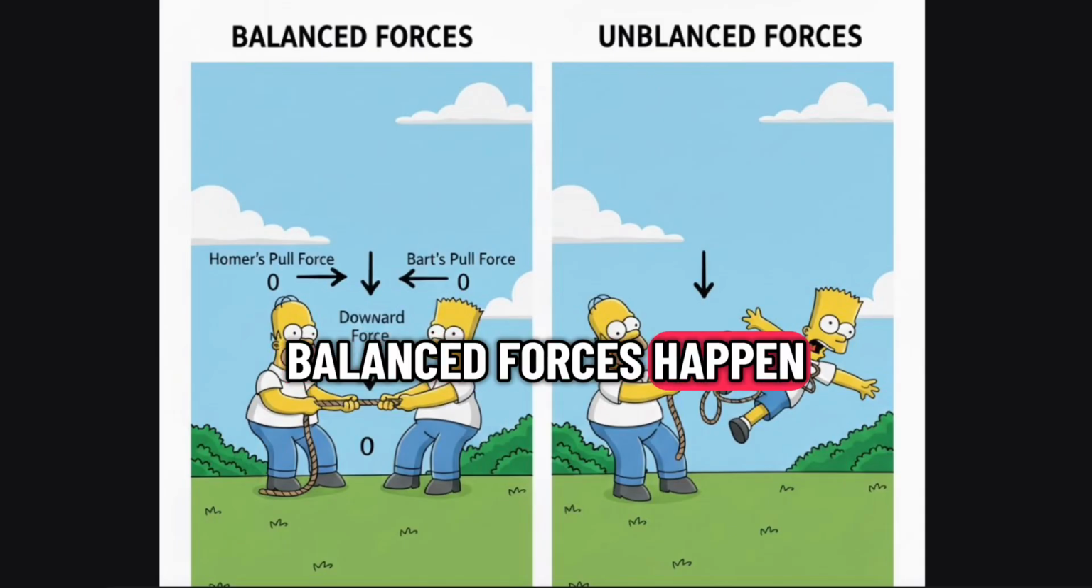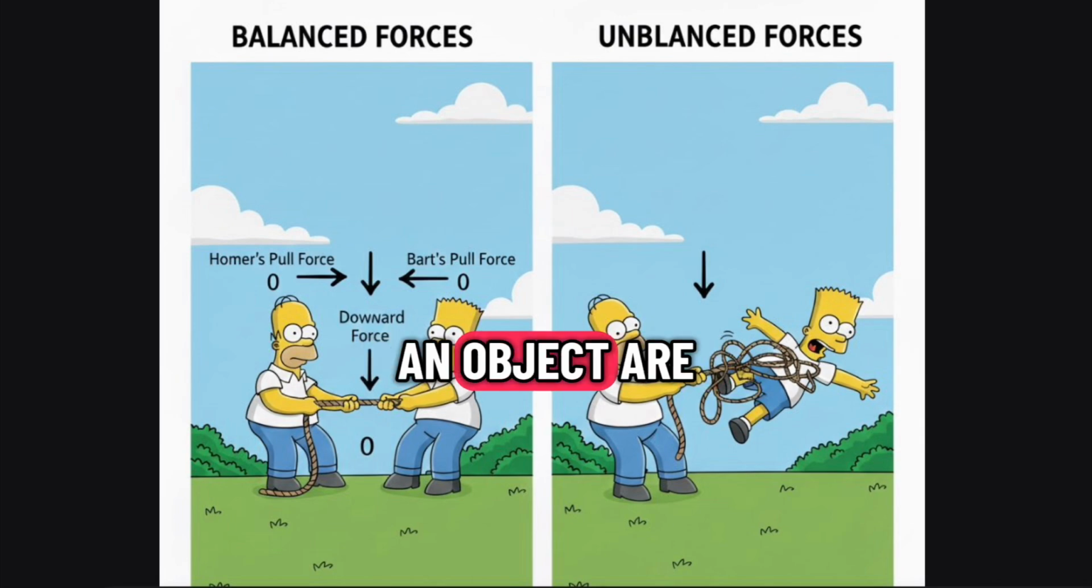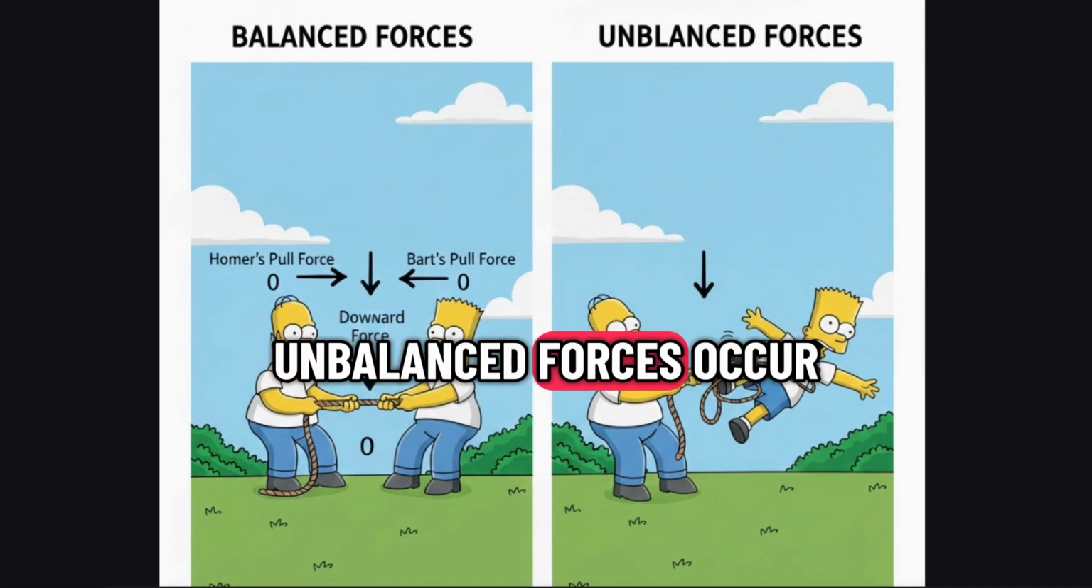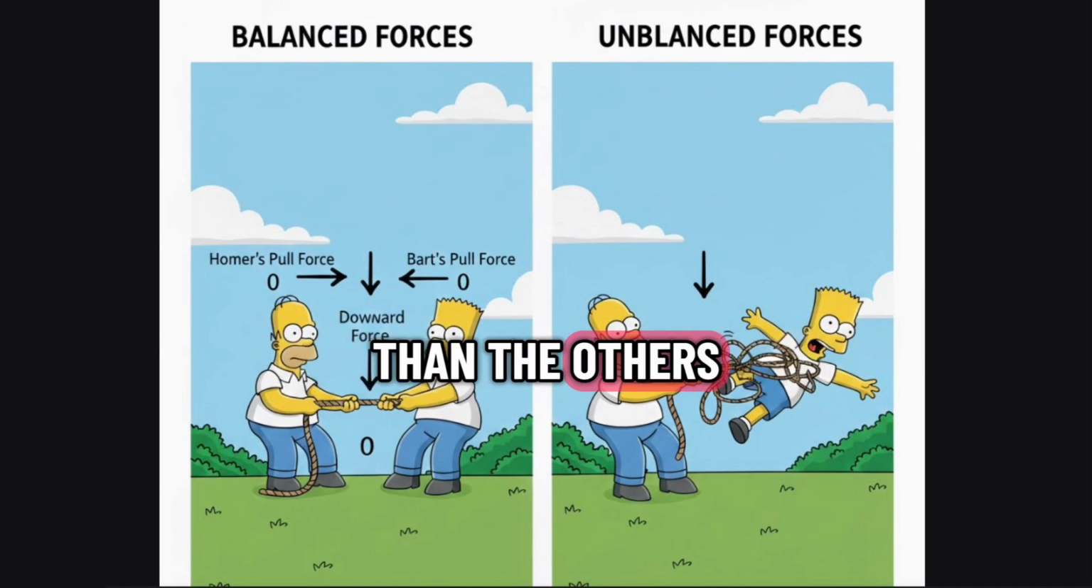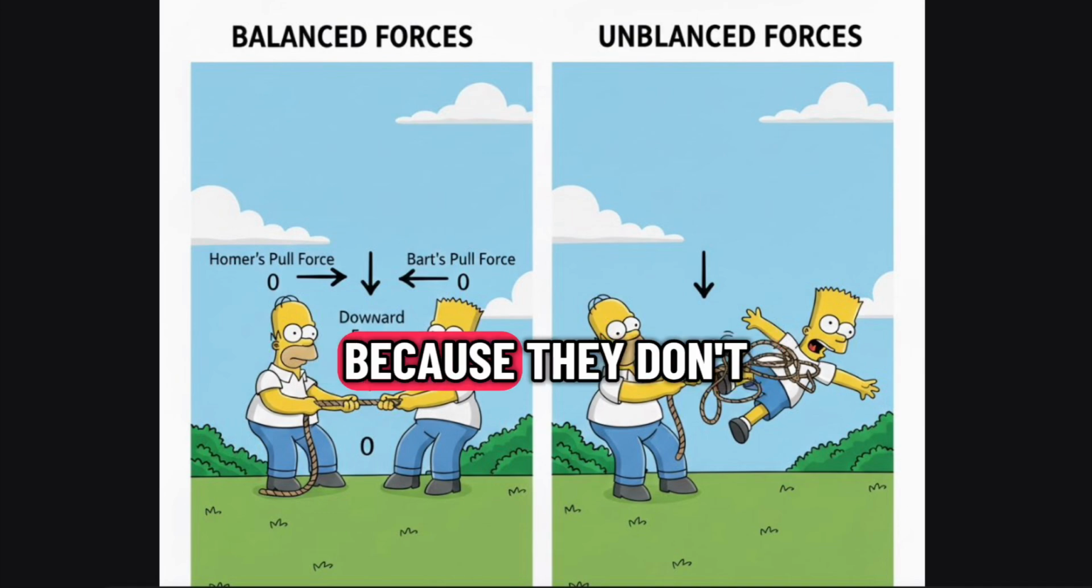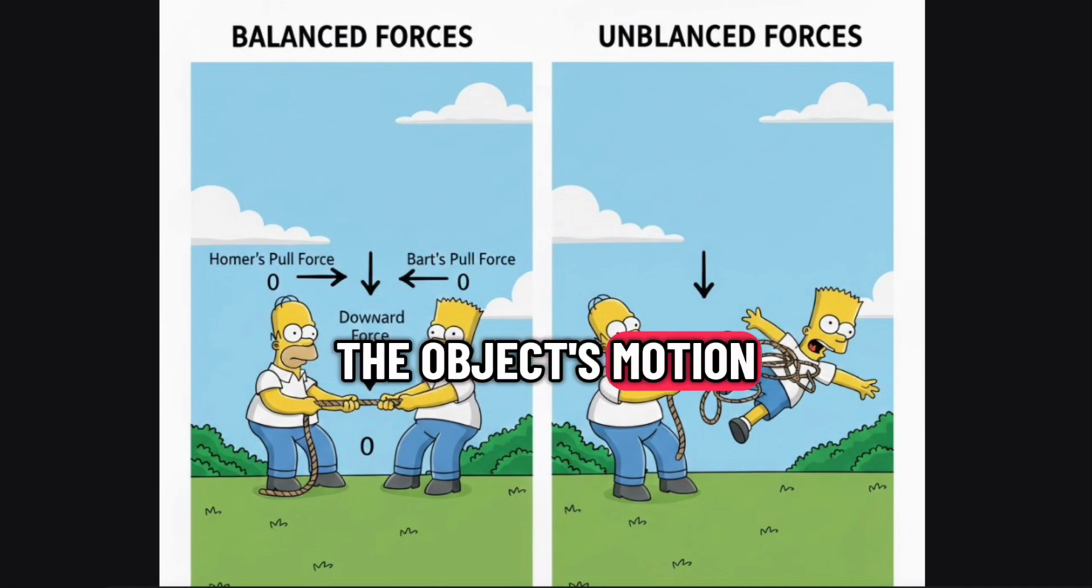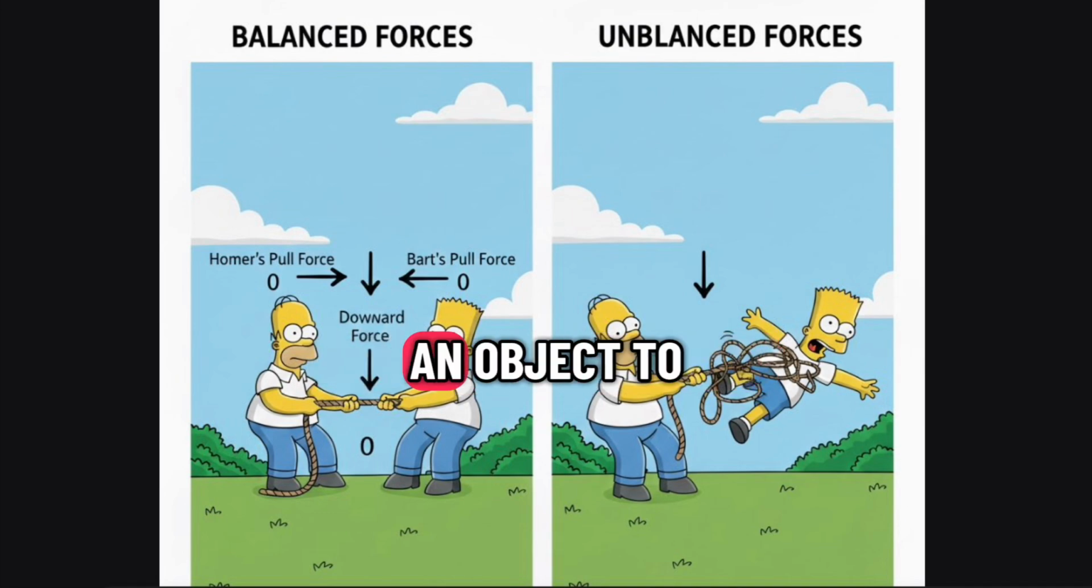Balanced forces happen when all the forces acting on an object are equal in size but opposite in direction. Because they cancel each other out, the object's motion does not change. Unbalanced forces occur when a force is stronger than the others acting on the object. Because they don't cancel out, the object's motion does change. This can cause an object to speed up, slow down, start moving, stop moving, or change direction.